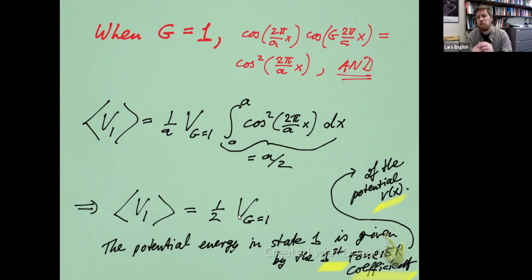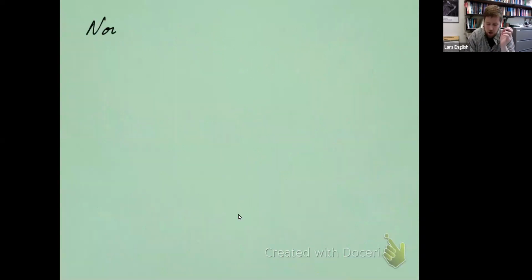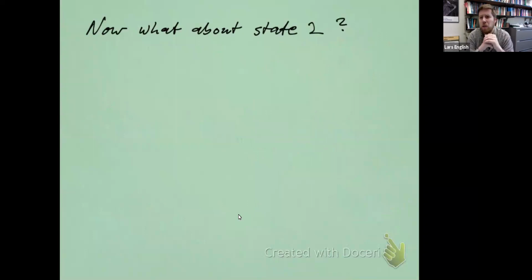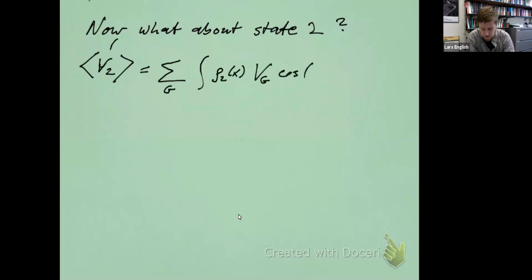So this is the state where the electron is sort of in between the ions, right? And so now we might want to repeat this analysis for state 2, where the electron wave function or probability density is maximized right on top of an ion. So we do the same thing again.